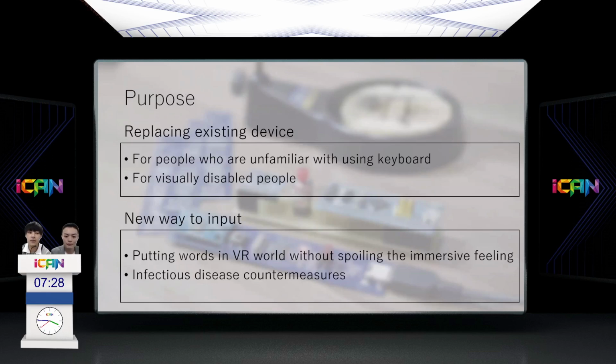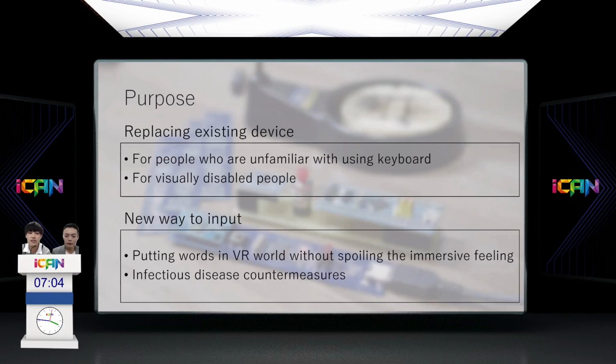For our device, we set two purposes. First is replacing existing devices like keyboards or touch panels. There are people who are unfamiliar with using a keyboard, for example, elderly people and children. And there are people who can't use a keyboard but can write by pen.